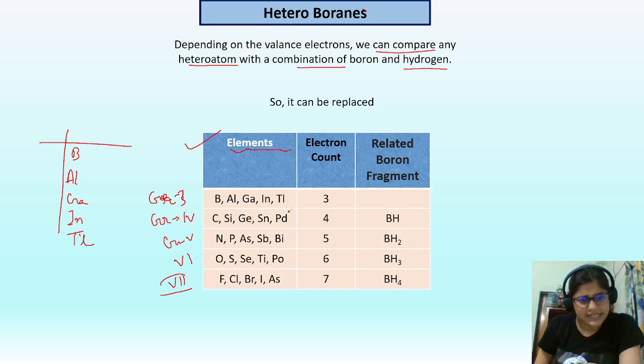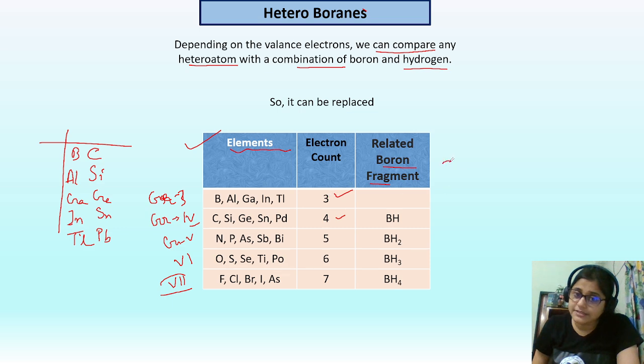Okay, so like that way. I am just writing here for ease, and less space is needed. So the electron count is 3, and this is actually boron, right? So there is no boron fragment. For group 4, which has electron count 4, this is carbon, silicon, germanium, tin, and lead, Pb, right? So 4 means 3 plus 1 is 4, and we know boron has 3 and hydrogen has 1. Means we can write BH. This is nothing but 3 plus 1.